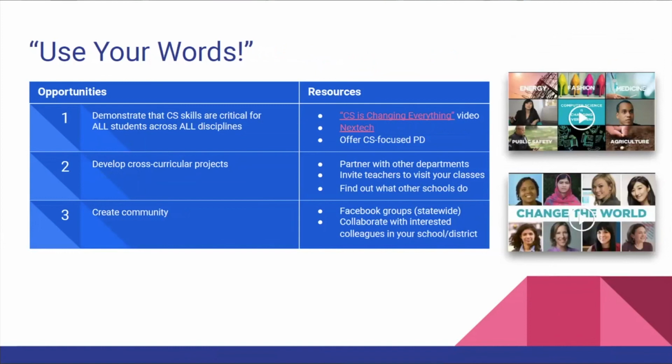So the fourth barrier is poor communication or little collaboration. Sometimes that's just scheduling, like we can't collaborate with other teachers when we want to. I've got two videos here on the side. These are both code.org videos. They are excellent, especially the first one, Computer Science Is Changing Everything, if you haven't seen it, because it clearly shows that computer science is relevant to all disciplines. When this year's freshmen graduate, most of the jobs that they will have don't even exist yet. That's how quickly technology is changing.